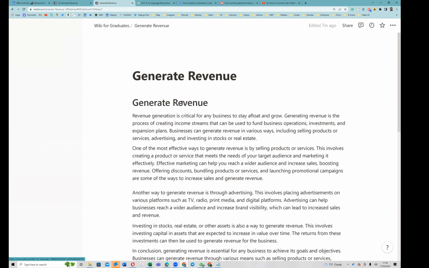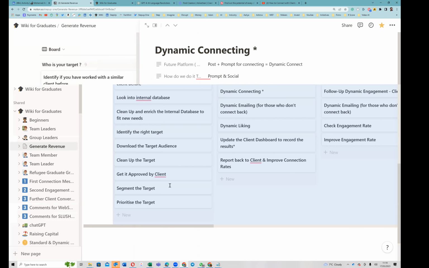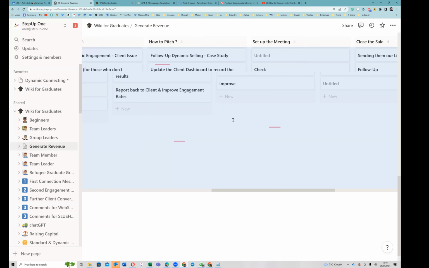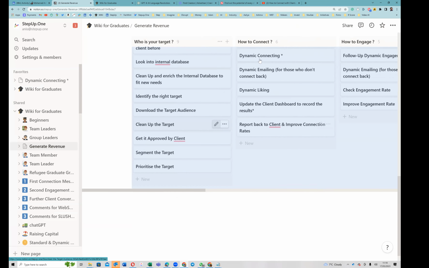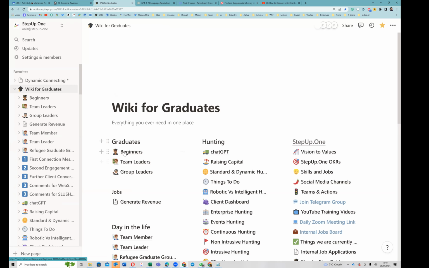I'm also thinking we need a way for this new person to come and never look at this one, because it's going to confuse him a lot. This one is generate revenue. We do not want him to know everything that he needs to know for this job. Only his team leader needs to know. He or she only needs to know how to do dynamic connecting and uploading the results. That's it. So that's why I created this one called beginners. If you're a beginner, you click here and I will only show you what you really need to know. You don't need to know all the things within generating revenue. Does it make sense?